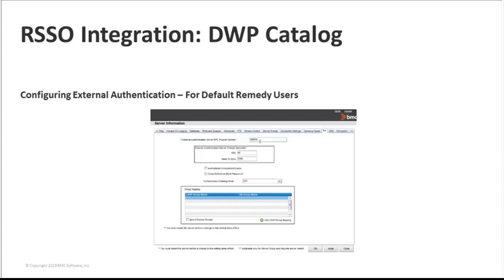Right, and for the default Remedy user authentication, where the user is available on the user form, you don't have to enable the cross-reference blank password, and then you can disable the authentication chaining so that Remedy SSO can authenticate the default user from the Remedy users form.